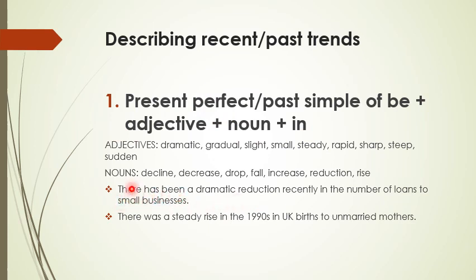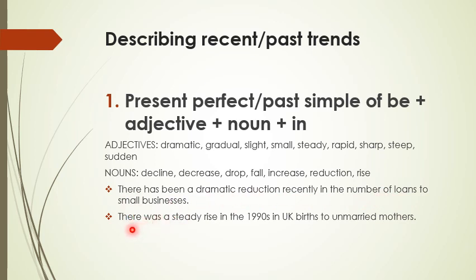there has been is the present perfect. A dramatic is the adjective. Reduction is the noun. Recently, this is an extra word. In the number of, in what? In the number of loans to small businesses. Thus, there has been a dramatic reduction recently in the number of loans to the small businesses.